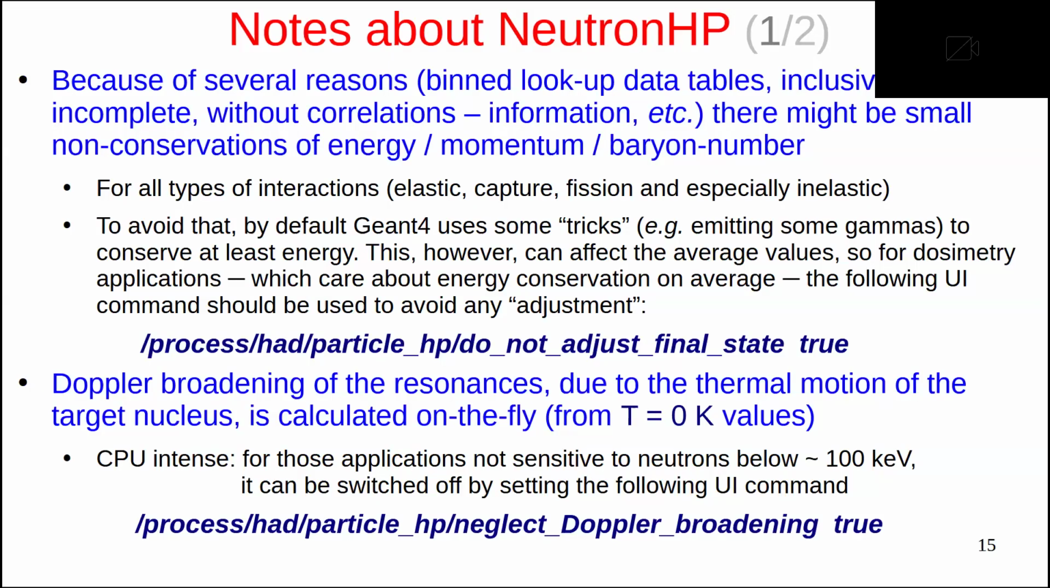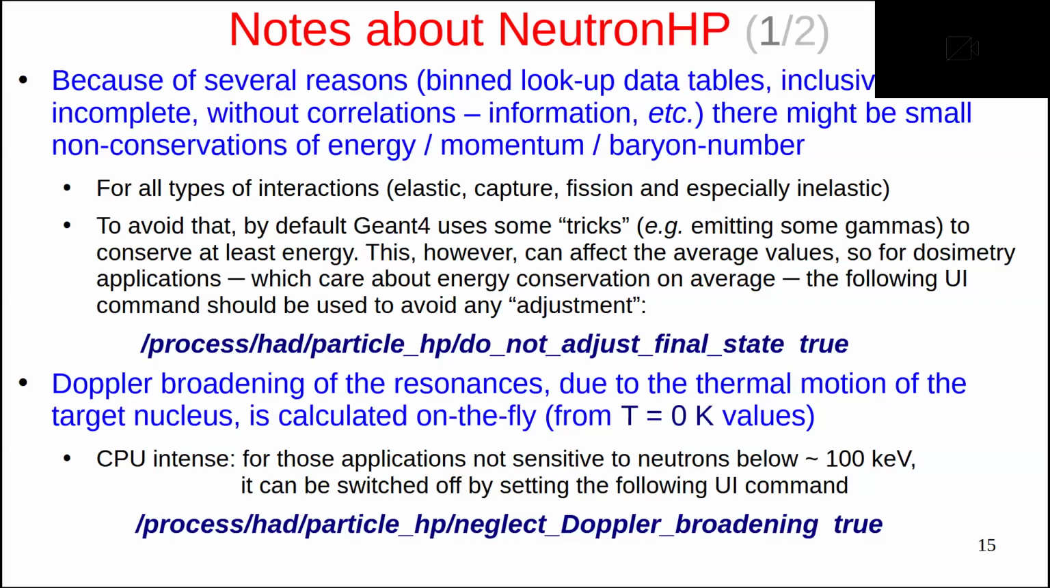So what's happening is that there is a kind of on-the-fly calculation, if you want, which is called Doppler broadening, to take into account the real temperature of your detector. Let's say you have a room temperature detector. So there will be an operation each time to convert this neutron cross-section at T equals 0 to the actual temperature of your detector. And this is important, let's say, for neutron below roughly 100 keV.